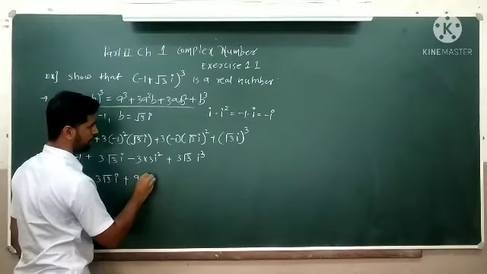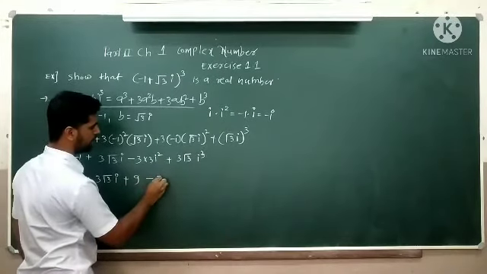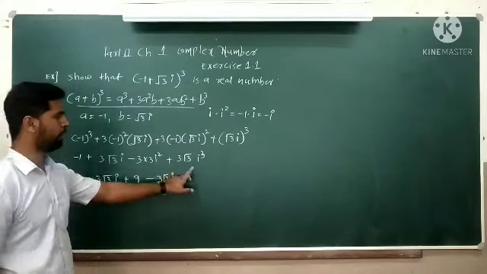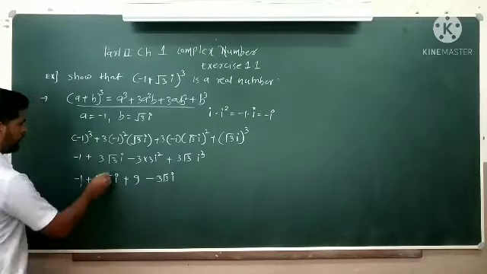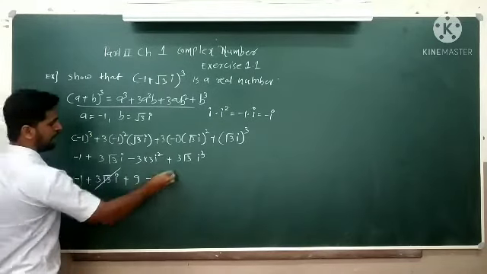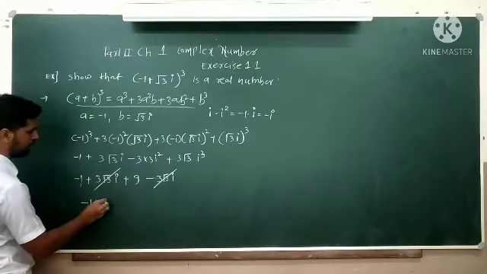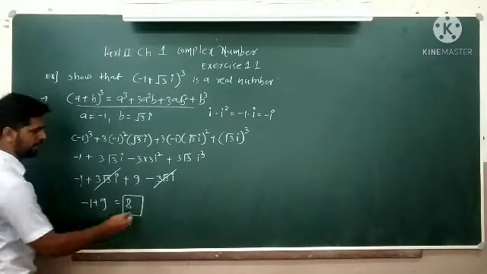So this plus becomes minus because of this value 3 root 3 i, like this. So the value of 3 root 3 i cube is minus 3 root 3 i, right? So positive 3 root 3 i and negative 3 root 3 i can cancel out. So what you get? Minus 1 plus 9. So you get 8, and 8 is nothing but a real number.